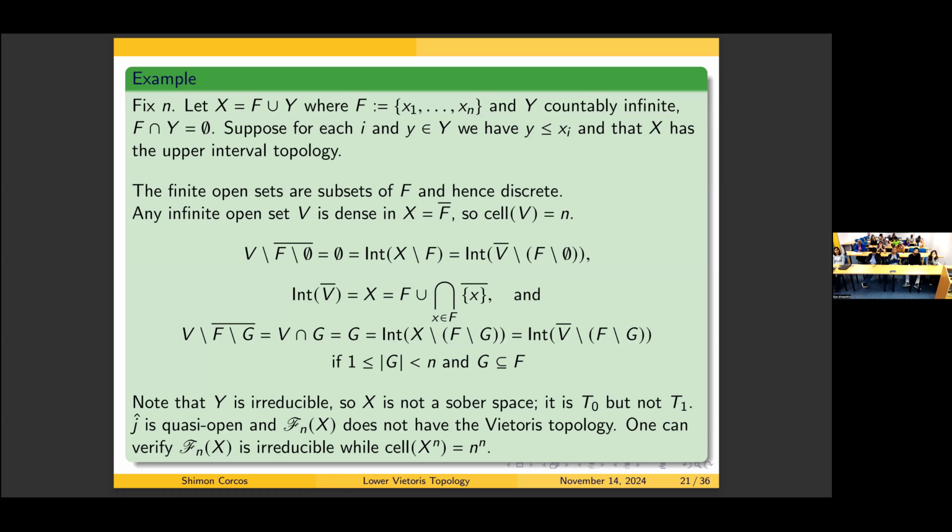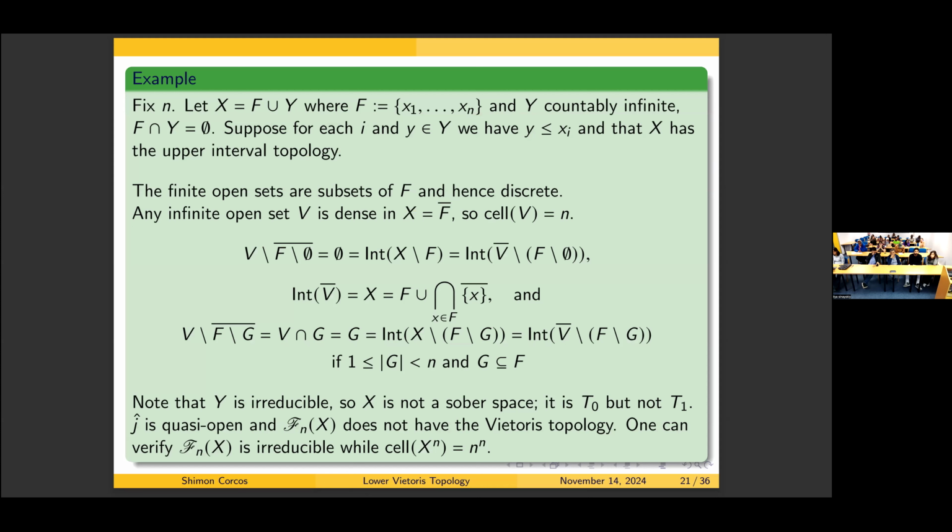Now, in this example, we're fixing a natural number n, and we're letting X be the union of n points and a countably infinite set Y, which are disjoint from each other. And we're supposing that every element of Y is less than each of the elements in this finite set. And then we're supposing that X has the upper interval topology, which is induced from this order.